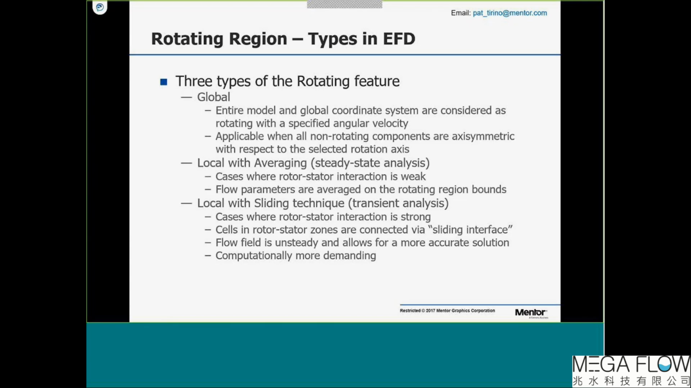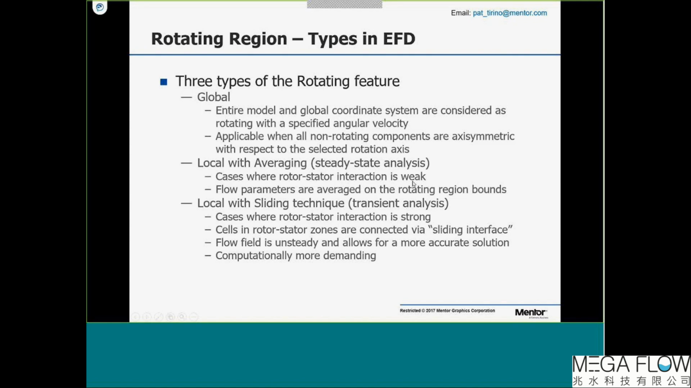Okay? In that case, that comes down to the second type here, which is local with averaging, which is typical of a steady state analysis. So I would say 70 to 80% of the time, your rotating region type is going to be local with averaging, okay? These are cases where the rotor-stator interaction is weak, okay?